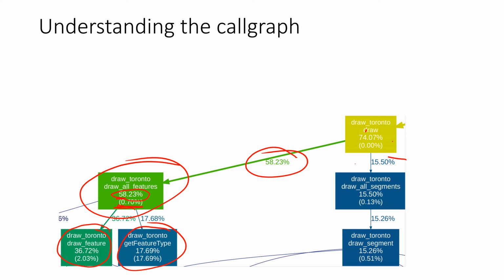The other thing that takes some reasonable time is 15% of our time was drawing the streets, which is draw all segments. Again, that function itself doesn't take much time, but its children do. Basically we follow it down. We can see it calls something called draw segment and so on. And if you keep following, you'll see most of the time is actually in the low-level drawing routines.